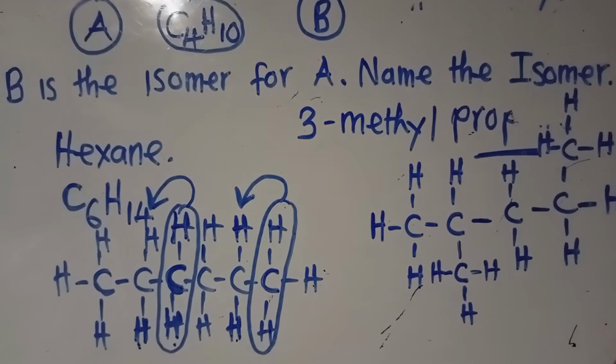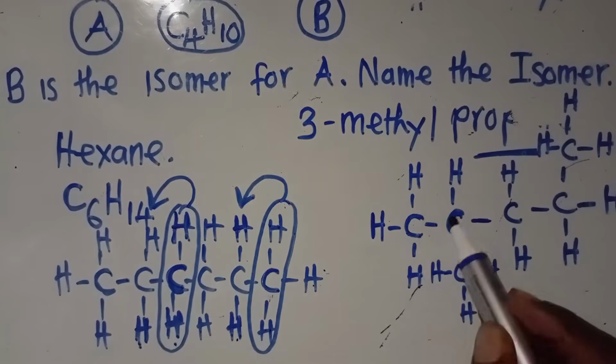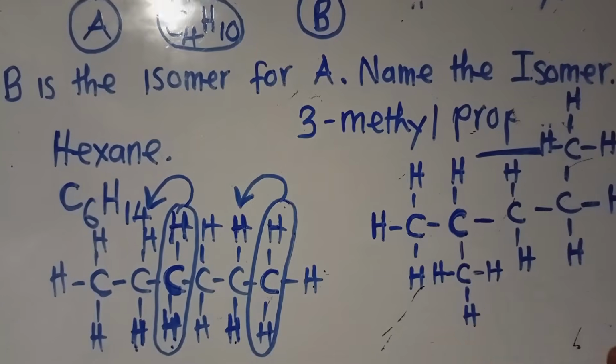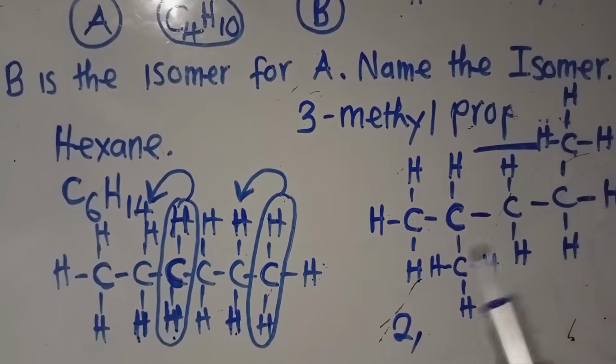Don't be confused. Where am I having the methyl? I start counting: 1, 2. So on position 2. So I'm going to say 2, comma. I've got another methyl on position 1, 2, 3, 4, position 4. I put a 4 there. Then I say methyl.